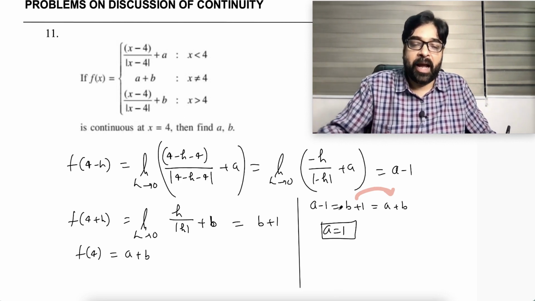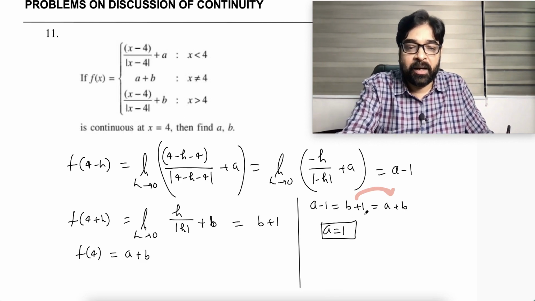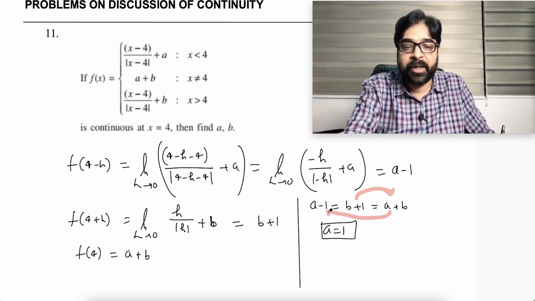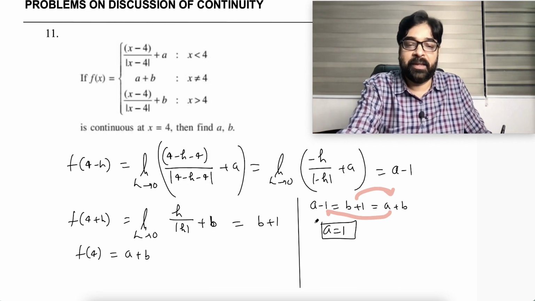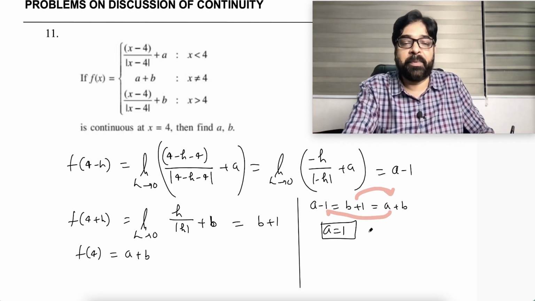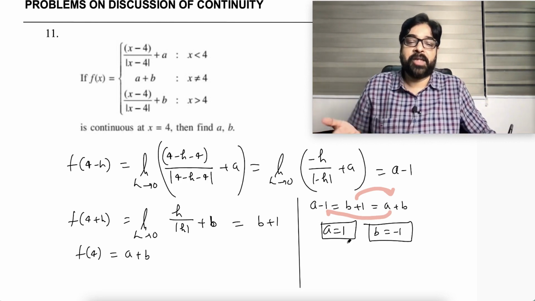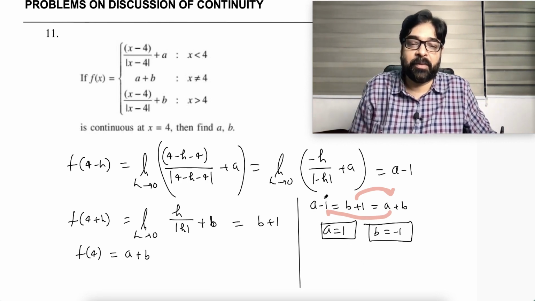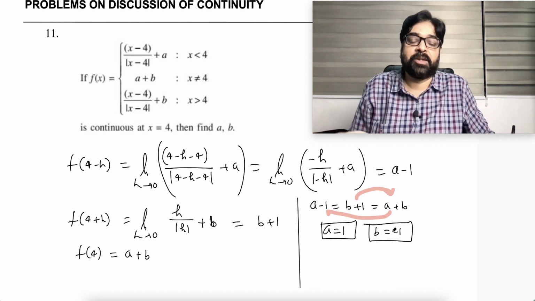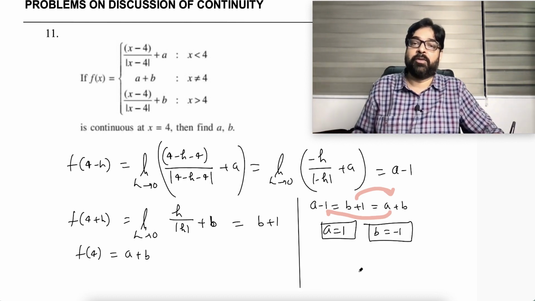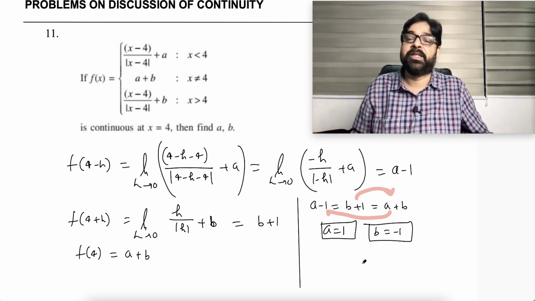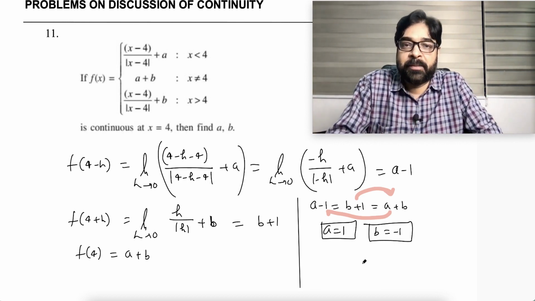Yes or no? And if I am using these two, a will get cancelled, and b will be equal to minus 1. Check it. Is it satisfying or not? a equal to 1 will make this 0. This is 0. This is also 0. It means these are the two values, a and b, for which this function will be continuous.